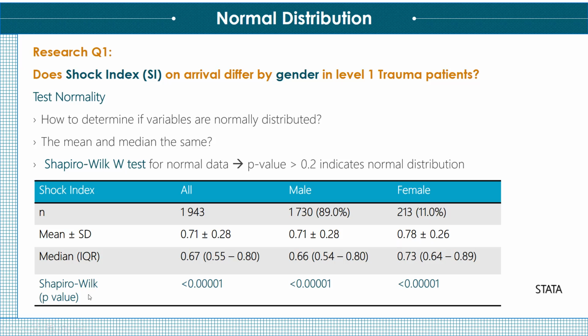So this is why we run the Shapiro-Wilk. Again, if this p-value is greater than 0.2, it indicates a normal distribution. In this case, you can see it's nowhere near 0.2, and therefore we can use non-parametric statistics because our data is not normally distributed. So I'm going to go to Stata to just show you how this test was conducted.